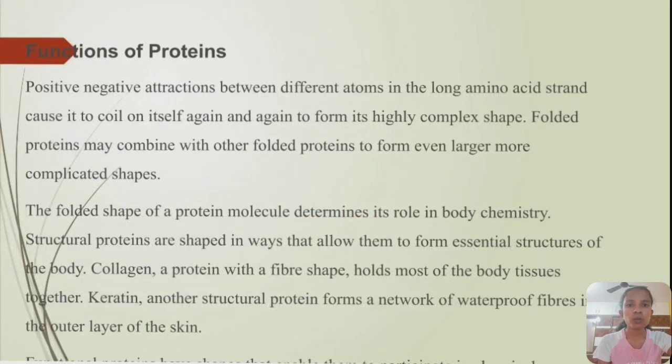Functions of protein. Positive and negative attractions between different atoms in the long amino acid strand cause it to coil and fold itself again and again to form its highly complex shape. Folded proteins may combine with other folded proteins to form even larger, more complicated shapes.